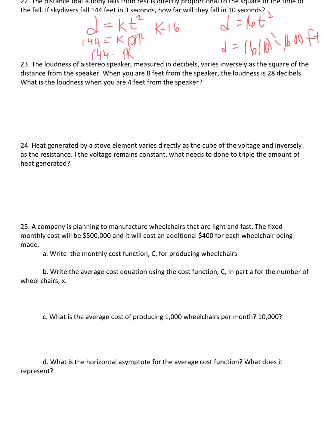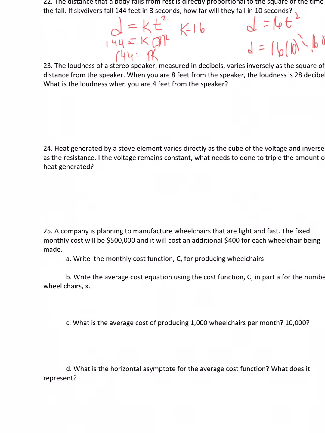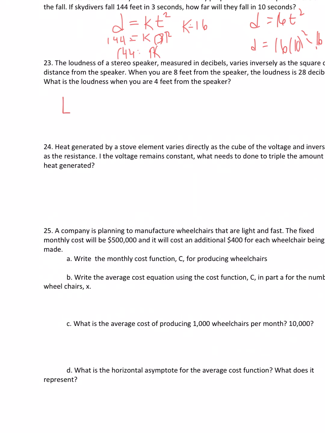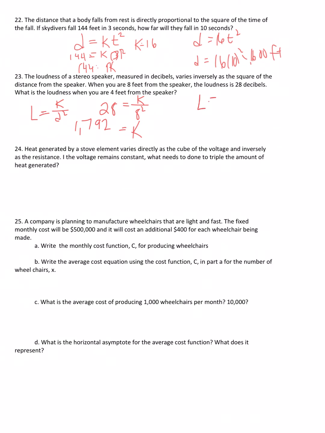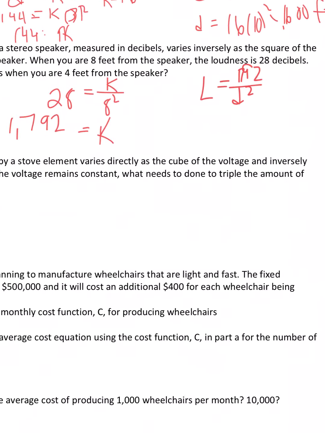The loudness of a speaker measured in decibels varies inversely as the square of the distance from the speaker. So loudness is equal to k over distance squared. When we are 8 feet from the speaker, the loudness is 28 decibels. So 28 equals k over 8 squared, which gives me a constant of, it's going to be a very large one when I multiply, 1,792. So loudness is equal to 1,792 over distance squared.